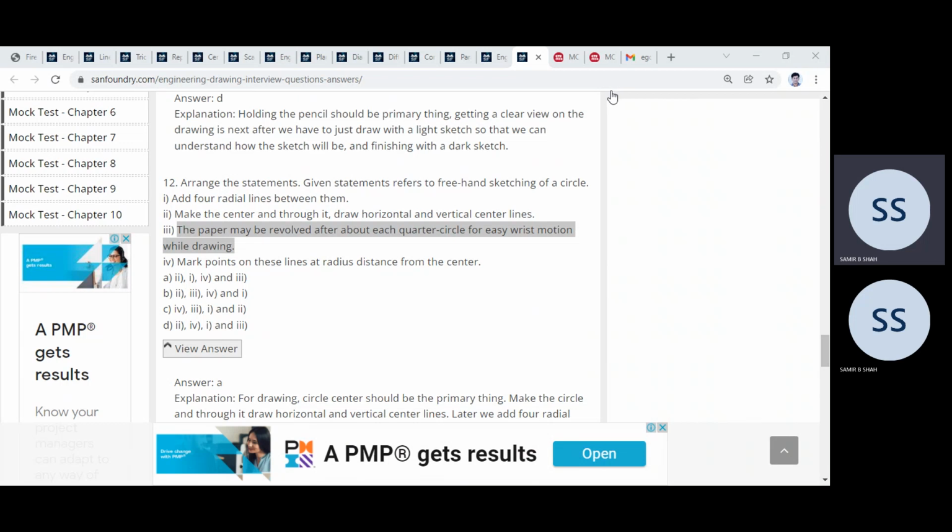Already I have given you MCQs of projection of point, and I have also shared videos on projection of line. So please refer to those videos. If you have any doubt in any question, you may contact me or mention it in the comment box.